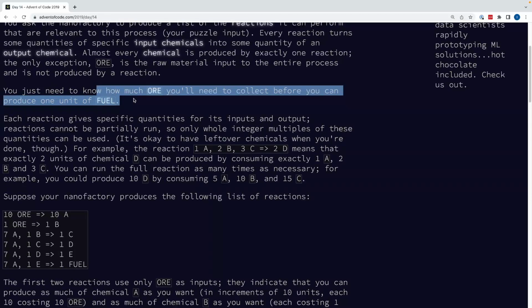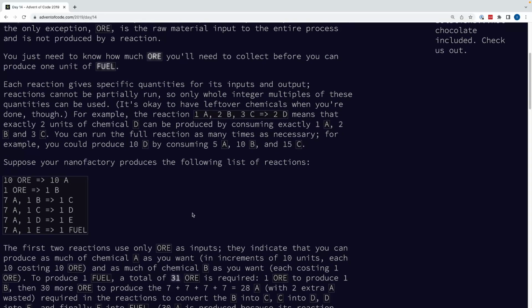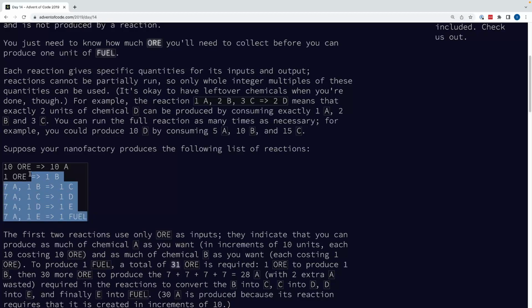And we're trying to figure out how much ore we need to spend in order to produce 1 unit of fuel. You can see with these reactions, they're nested, or they reference each other. So in order to produce 1 fuel, we need to produce 1 E component and 7 A components. And of course, there's a reaction for E and there's a reaction for A.